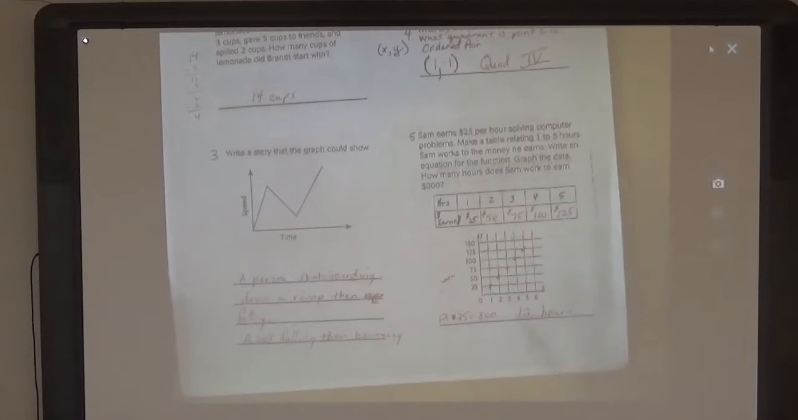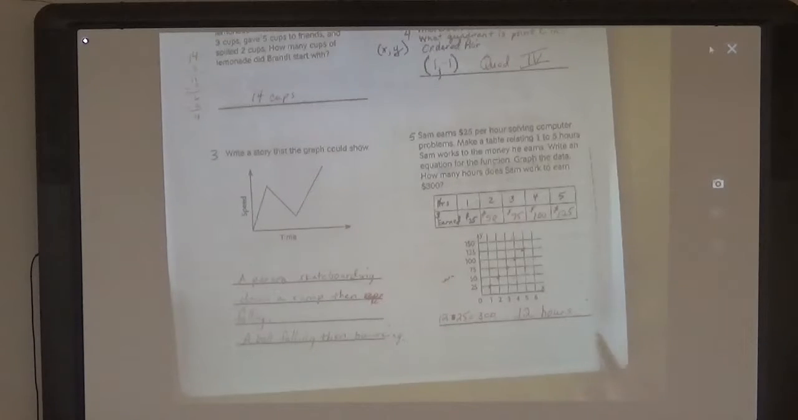Then it says, how many hours did Sam work to earn $300? Using the pattern, you would find that 12 hours times 25 would equal $300. So 12 hours is the answer.